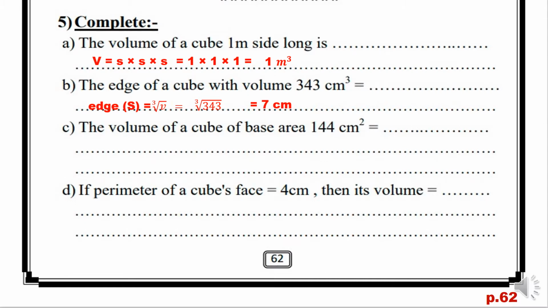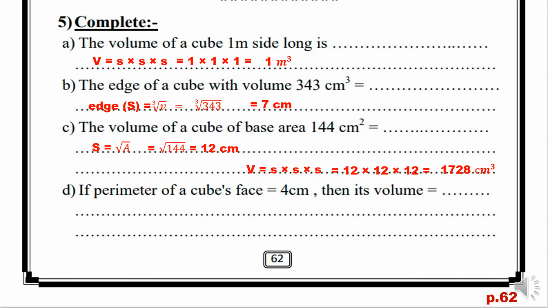In letter C, the volume of a cube of base area 144 centimeters squared. I want to get the volume. The volume is equal to side times side times side. I don't have the side, I have the base area. So to get the side from the area, the side equals the square root of the area. So it's equal to the square root of 144, which equals 12 centimeters. So the side equals 12 centimeters. To get the volume, it's equal to side times side times side, which is 12 times 12 times 12, equals 1,728 centimeter cube.